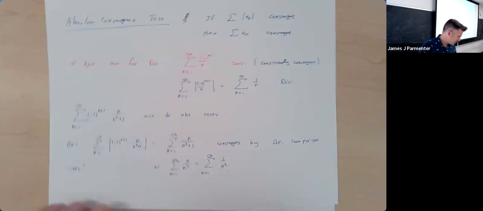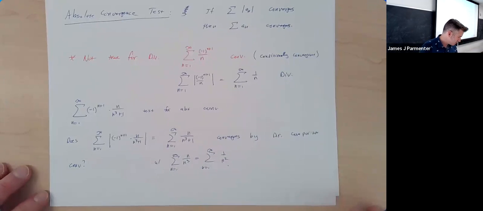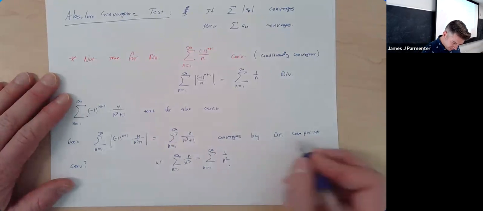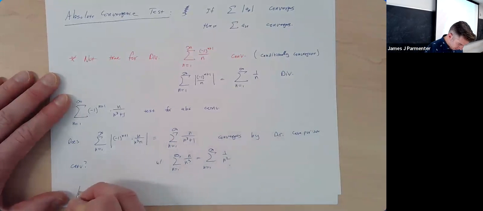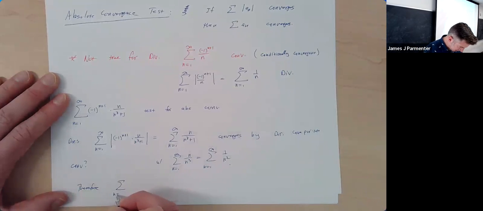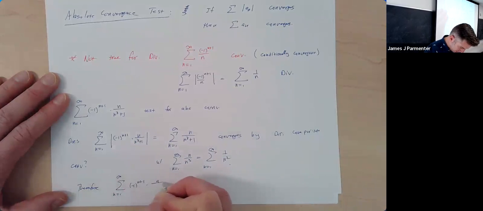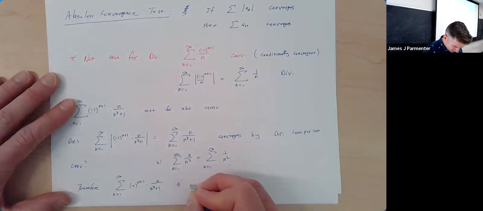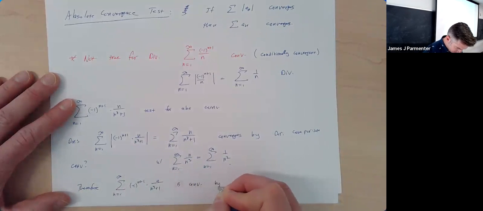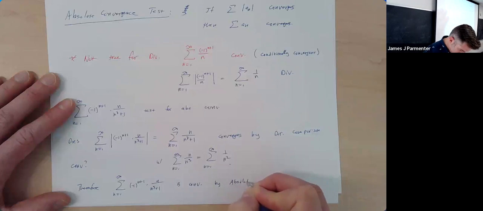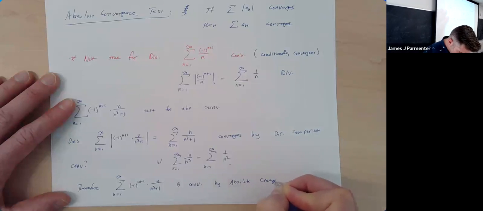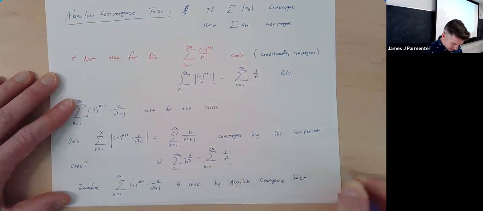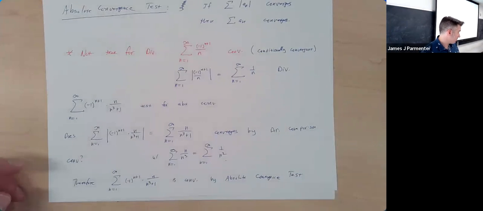Let me write down one thing here. So this converges by direct comparison. So therefore, our original series from n equals 1 to infinity of -1 to the n plus 1 times n over n cubed plus 1 is convergent by the absolute convergence test. Now, really, the words we actually like to say is the series is absolutely convergent.